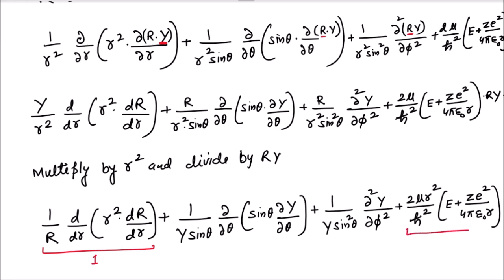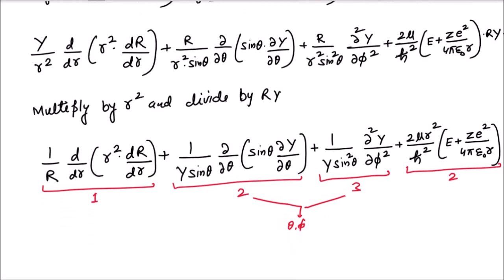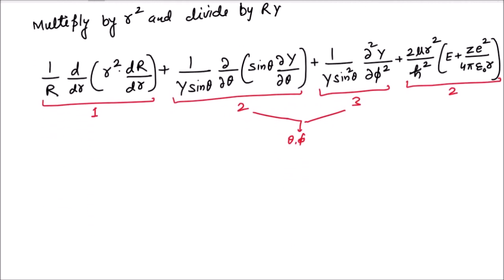Now see, the first and fourth terms depend on r only, and the middle terms, that is the second and third, depend on theta and phi. Second and third terms depend upon theta and phi, right? And the first and fourth terms depend upon r only, okay?